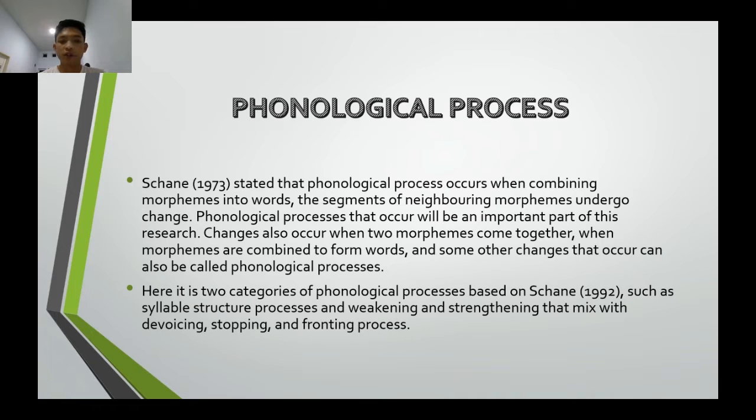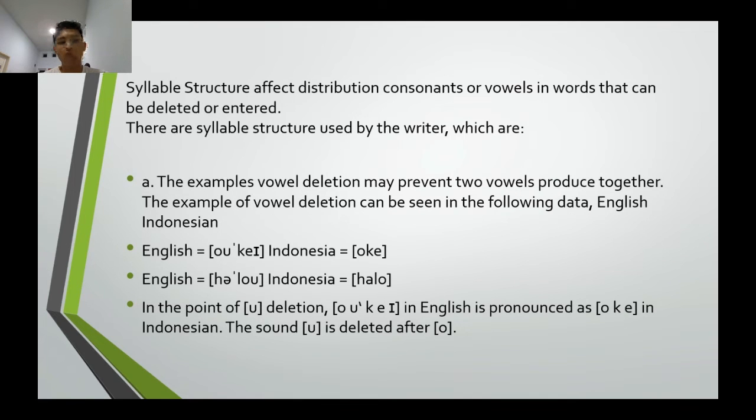Here are two categories of phonological process, such as syllable structure processes, and weakening and shortening that mix with the voicing, stopping, and fronting processes. Syllable structure affects the distribution of consonants or vowels in words, which can be deleted or inserted. There are syllable structure processes, for example vowel deletion, which may prevent two vowels produced together.